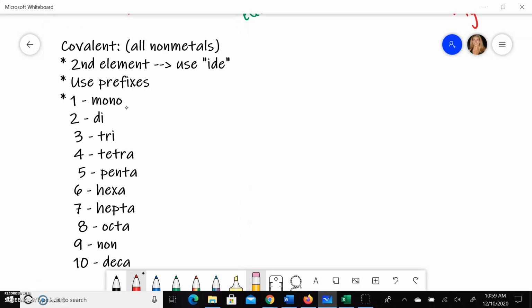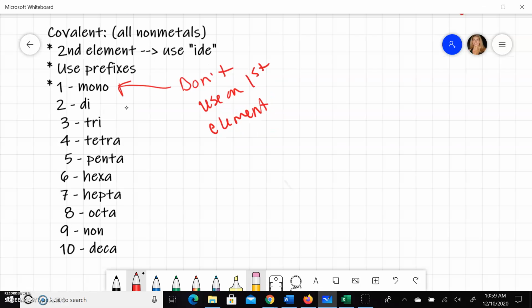There is one exception, and that is you don't use mono for the first element. You do use it on the second one. If you only have one of the second element, you would use mono. And you can use all the rest of the prefixes on the first one. You just don't use mono on the first element.